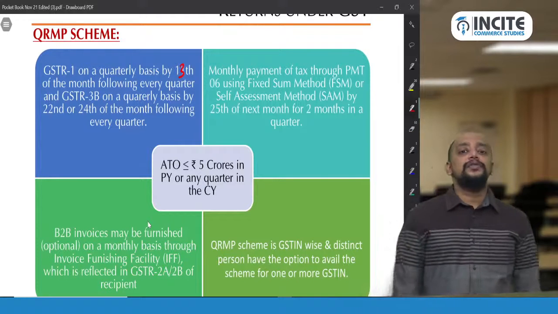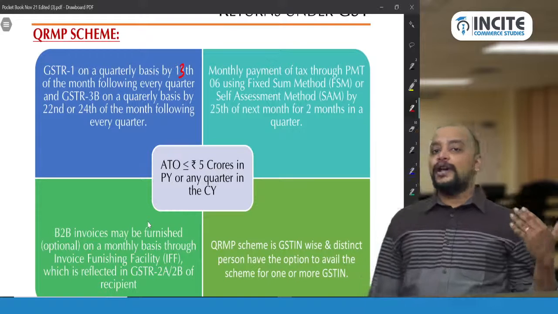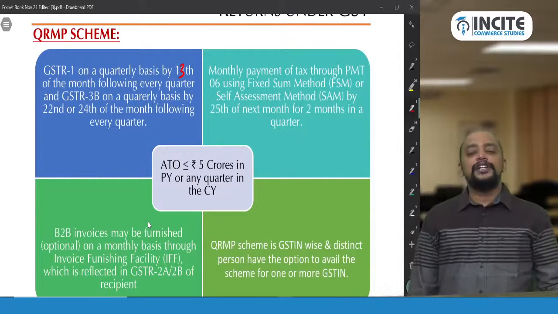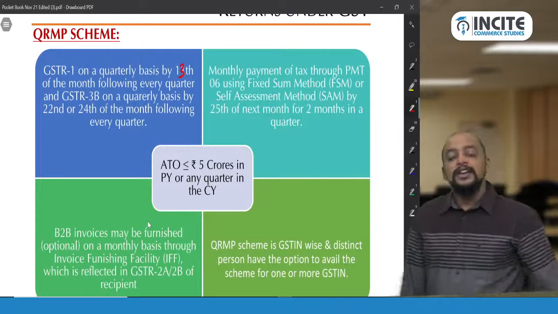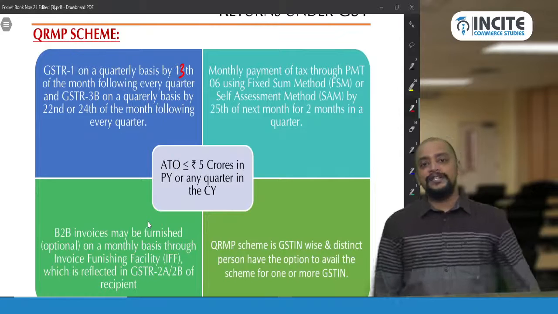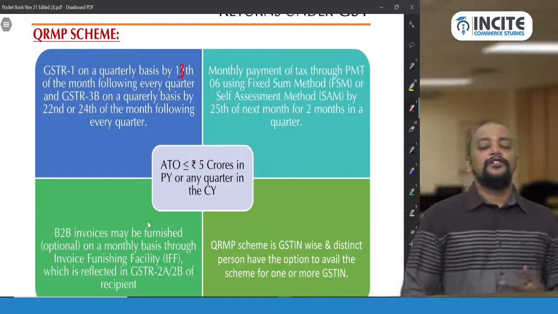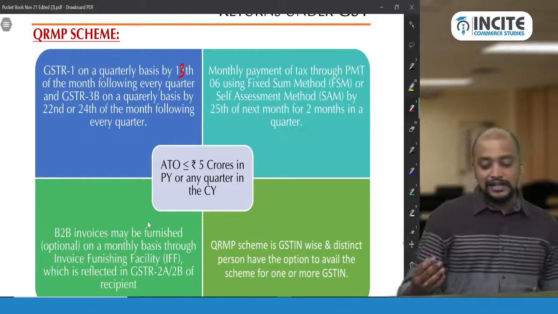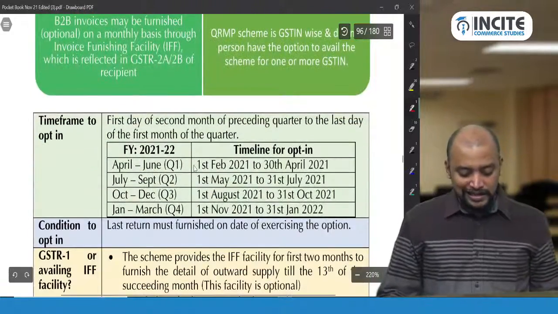And what is the due date of GSTR3B? If they are not under the QRMP scheme, they will be required to file GSTR3B on a monthly basis, by the 20th of the month following every month. Whereas if they are covered under the QRMP scheme, they have two due dates, the 22nd and the 24th. For a few states it will be the 22nd and for other states it will be the 24th. So that is the due date of filing GSTR3B here.